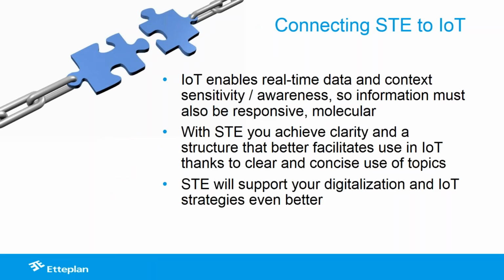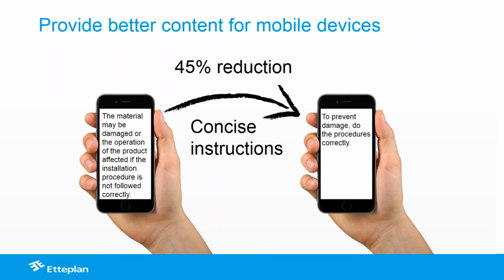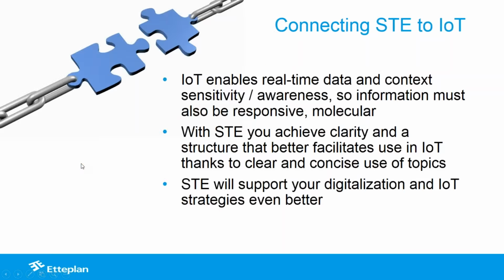But then connecting it to IoT. So knowing, as I previously mentioned, that IoT enables real-time data, context sensitivity, so context awareness, information must also be responsive. Information must also be modular, right? And then you achieve that by going through that structured approach that I just mentioned. So with STE, you achieve clarity and a structure that better facilitates use in IoT thanks to clear and concise use of topics. And I mentioned that already in this previous example by using this versus this over here. So it will support your digitalization and IoT strategies even better.